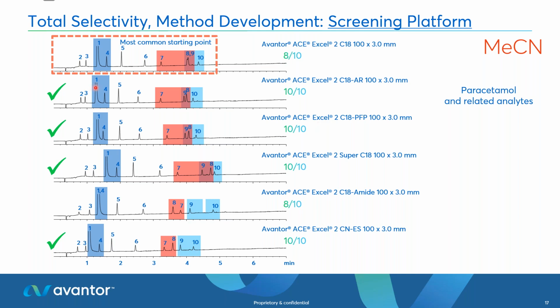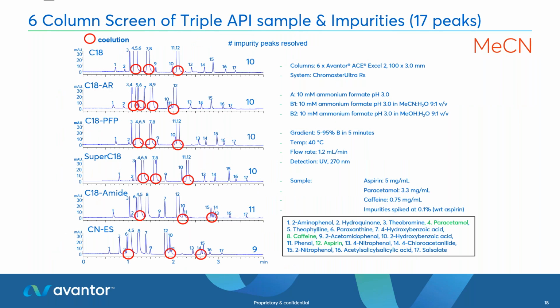So nicely, we've got lots of columns to choose from. We've got a method that we can move forward with just from that initial screen. Unfortunately, it doesn't always work out like that, I would say. Here we had a triple API mix, and we tried the screen on acetonitrile. We still got coelution of multiple peak pairs in this case.